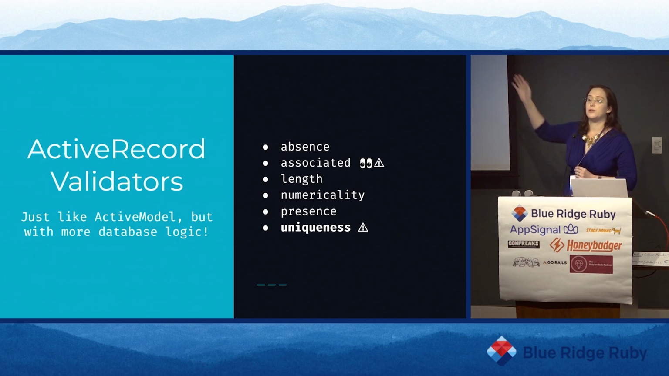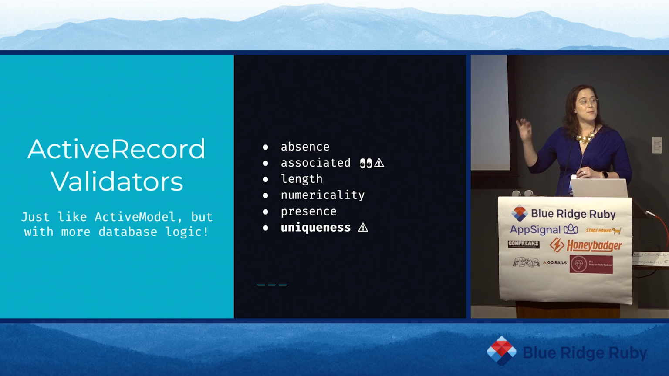There are two that are kind of separate from this. There's associated, which is going to go through and run each of the associated records and check the validations of those. That must live in ActiveRecord because ActiveModel has no idea what associations are, right? That concept of associations lives inside ActiveRecord. The uniqueness validator is another one that's very interesting because it'll look at your entire database table and check to see if a particular attribute has a value that is unique.